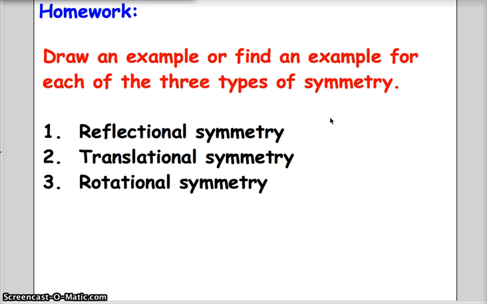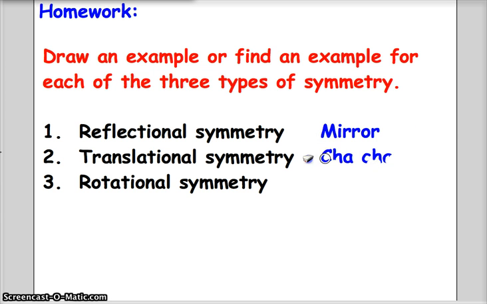For your homework tonight, you need to draw an example or find a real-world example for the three types of symmetry: reflectional symmetry, translational symmetry, and rotational symmetry. Here's an example of each one. First of all, for reflectional symmetry, you can't use these since I already have, but for reflectional symmetry, think about a mirror. We've already talked about that.